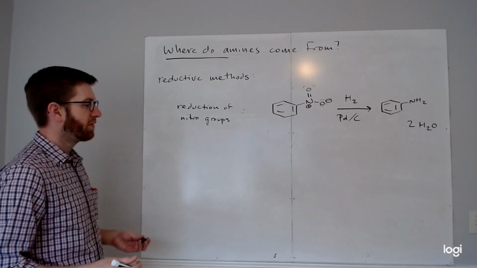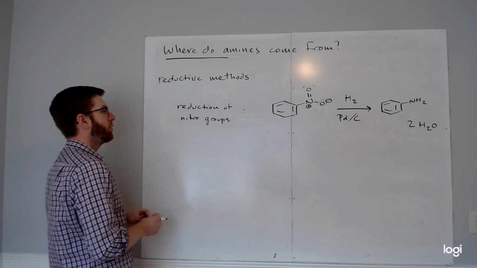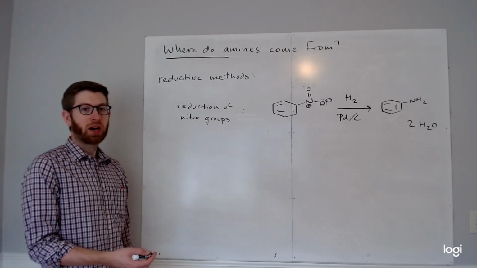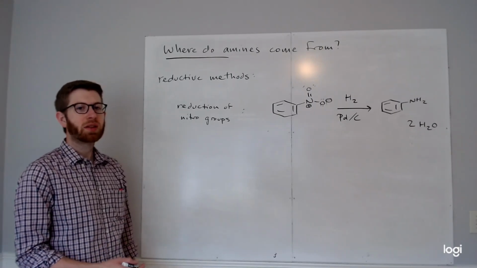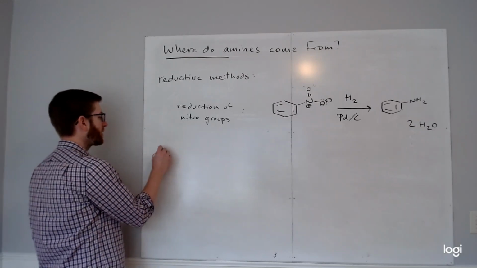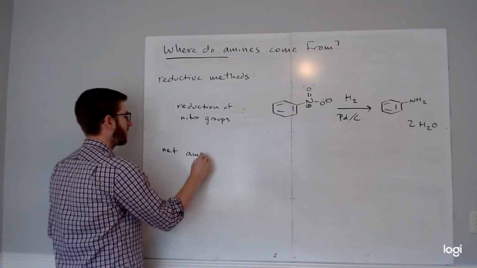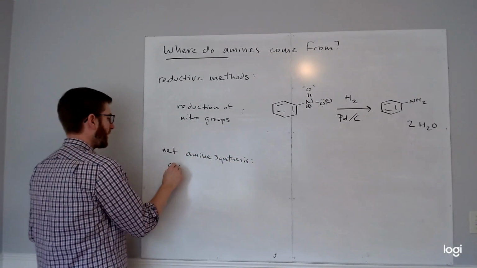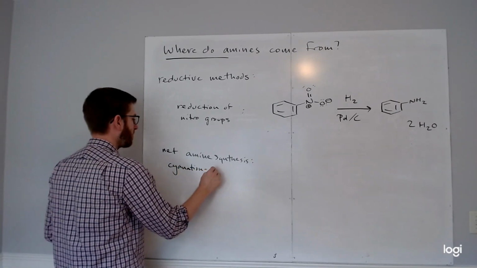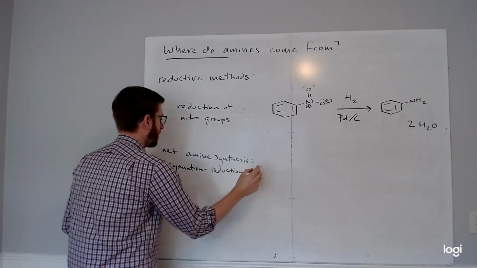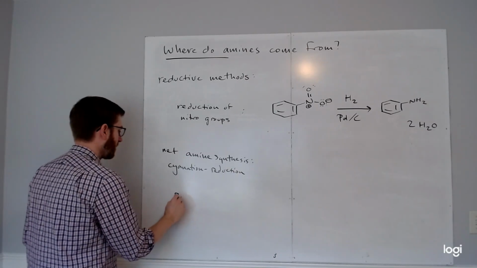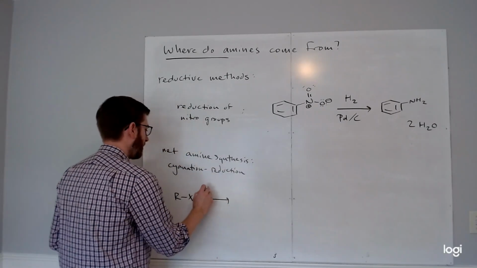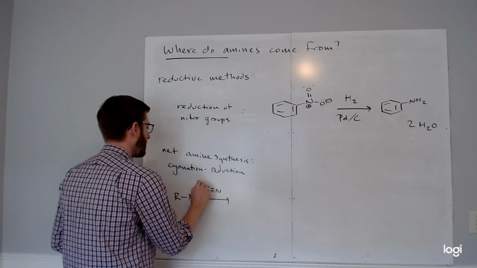So there's another reductive method as well. And that would involve first alkylating alkyl halides with cyanide, or making nitriles, and then reducing the nitrile group. So this would be a net amine synthesis. So we're going to call it cyanation reduction. So this occurs in 2 steps. So we'll have some kind of an alkyl halide, and we'll react this with CN minus as a nucleophile.